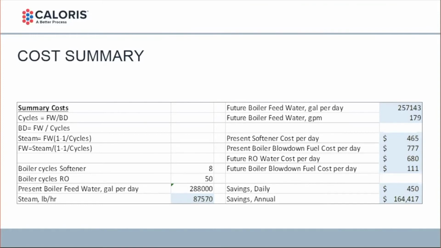So you can see we have a significant savings on the boiler blowdown. That's $450 per day. Annualized, that's $164,417. And if I use that, and I have to purchase a 200 GPM RO, that's going to be probably a little over a year payback time for that RO.